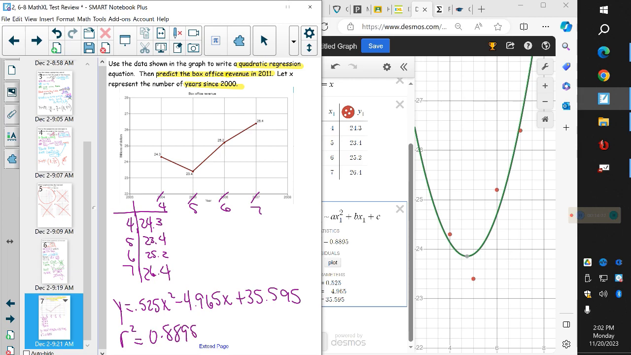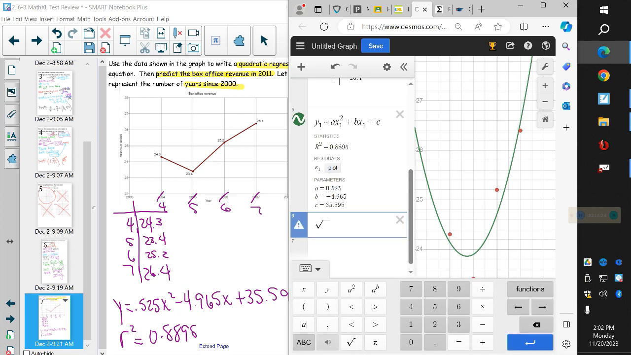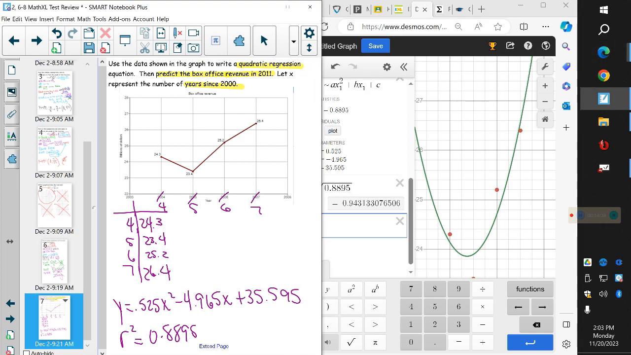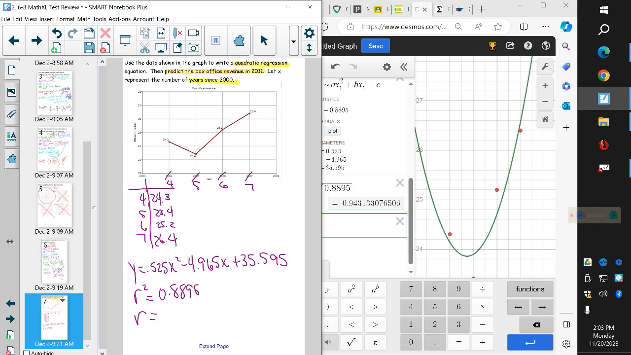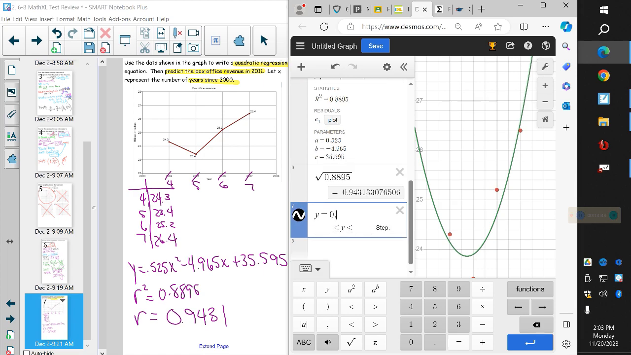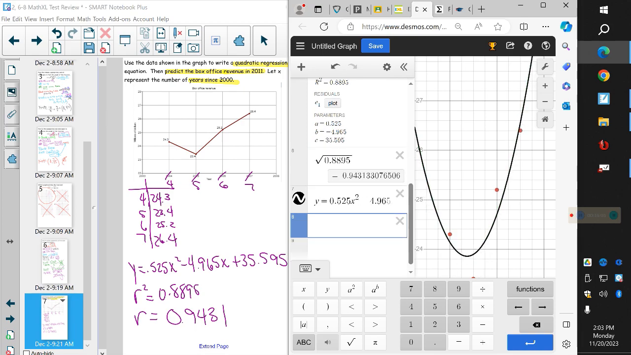If I take the square root of that, you can clearly see that that is going to be a terrible number there. That is 0.8895, and you have 94.31 as your R value. And it's not touching very many points. You can see that it's not going to be the best projection, but we still have to type it in. So y is equal to 0.525x squared minus 4.965x plus 35.595. So there's my equation.